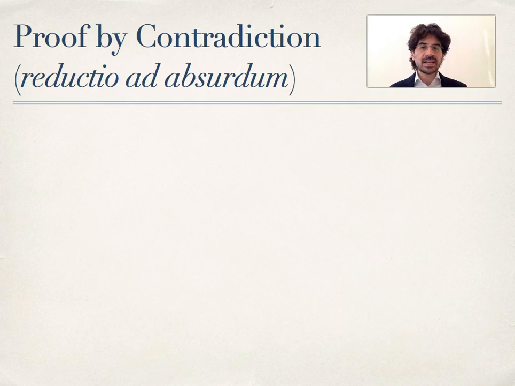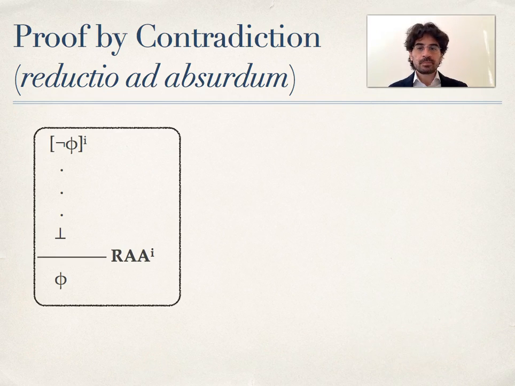The rule of reductio ad absurdum, rule RAA, captures the idea of a proof by contradiction. So the structure of the rule is here. You begin by assuming the negation of phi, you reach a contradiction, and therefore by applying the rule of reductio ad absurdum, you cancel your assumption and you can assert phi. So what the rule allows us to do is to remove the negation from your assumption.